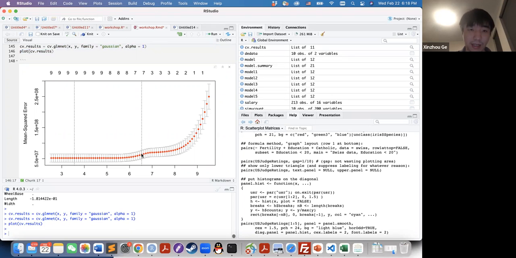So for example, we can compare this and this. We can see that they are very similar, but this lambda is larger so that it shrinks more, so that it has better performance in variable selection, but maybe a little worse in terms of prediction accuracy. So if you want to do variable selection and have better interpretability, maybe you should use the second vertical line.